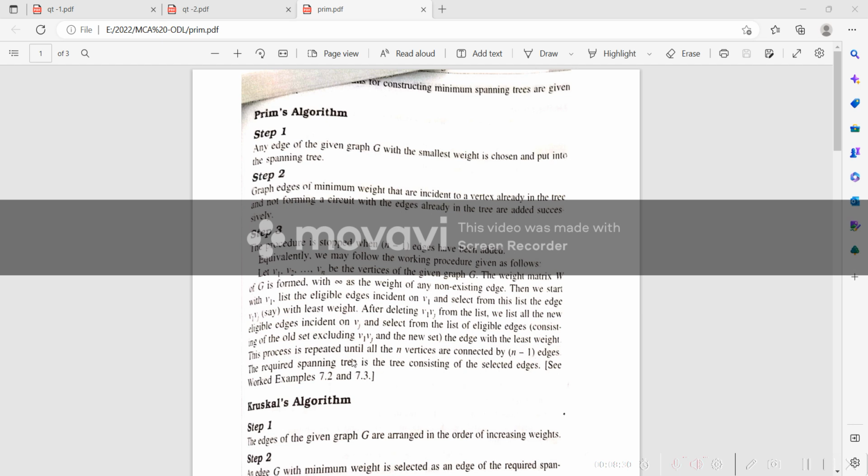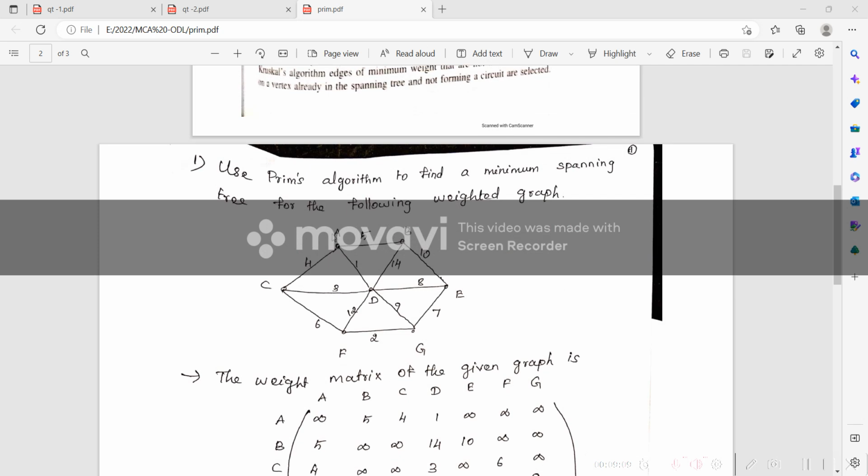Okay, so when do we have to stop this procedure? We have to repeat this procedure until all the n vertices are connected by n minus 1 edges. So when we have all the n vertices in our tree and n minus 1 edges, then we can stop our procedure. Those selected edges form a minimum spanning tree. Okay, so this is Prim's algorithm. So now we are going to explain this one with the help of one graph. Okay, so our problem is this one.